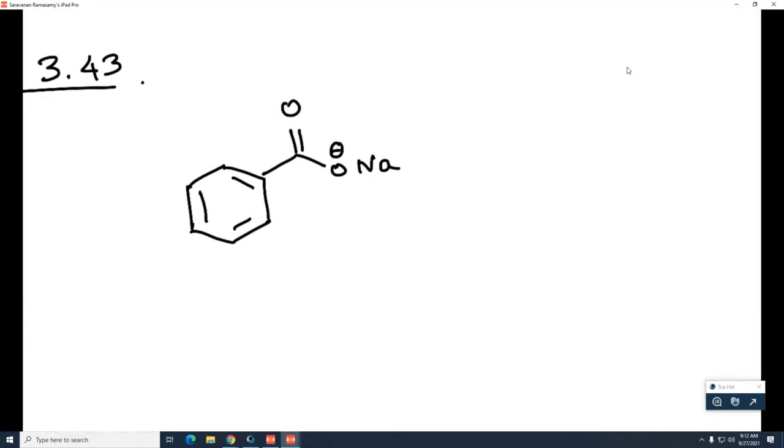Problem 3.43 from the back of chapter 3. This is benzoic acid. It is not on the pKa table, but a similar functional group is on the pKa table. The question gives this molecule, sodium benzoate, with a negative charge on oxygen and a positive charge on sodium. Whenever you put sodium or potassium, the bond between the organic part of the molecule and the metallic part of the molecule is an ionic bond.